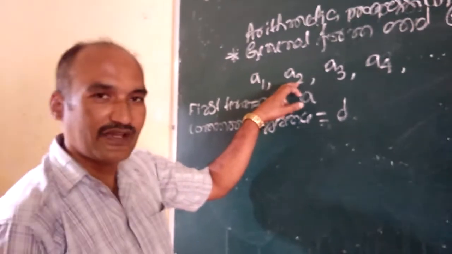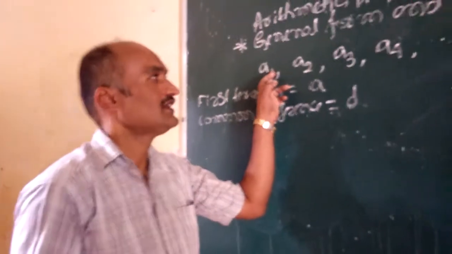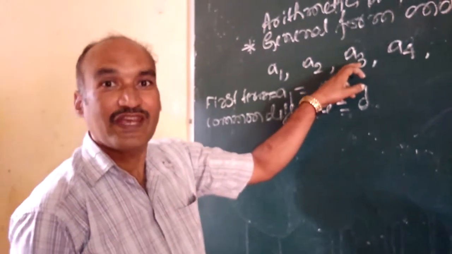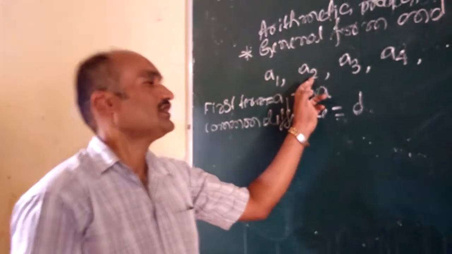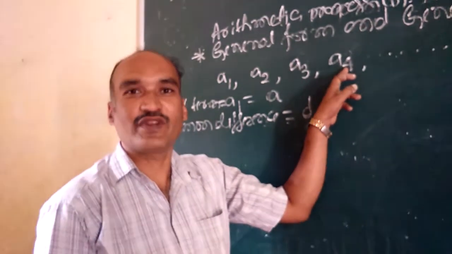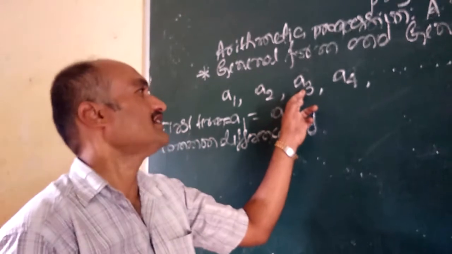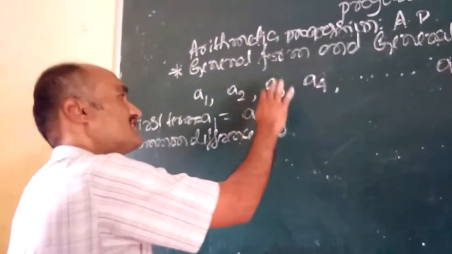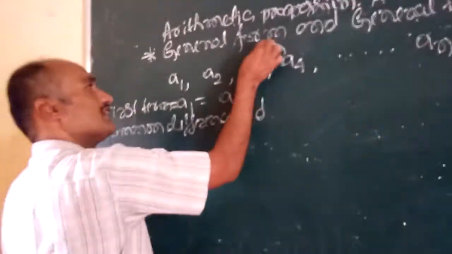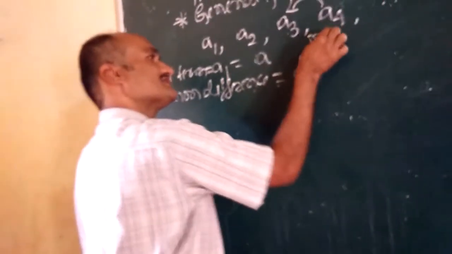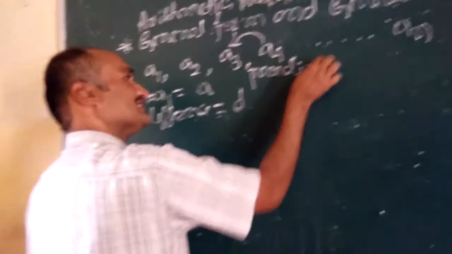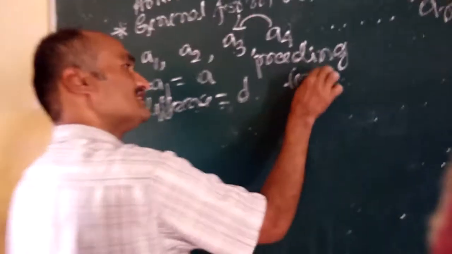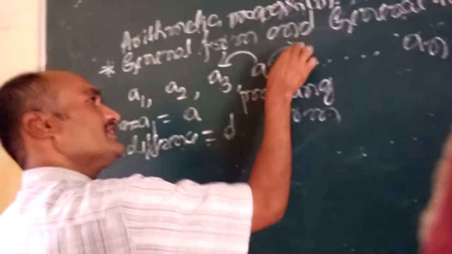A2 is the second term, its preceding term is the first term. A3 is the third term, its preceding term is A2. The fourth term is A4, its preceding term is A3. This is what we call the preceding term. Its succeeding term is A5.